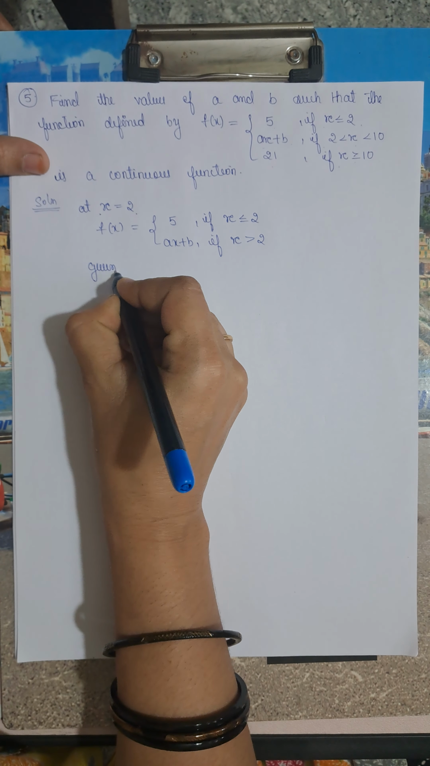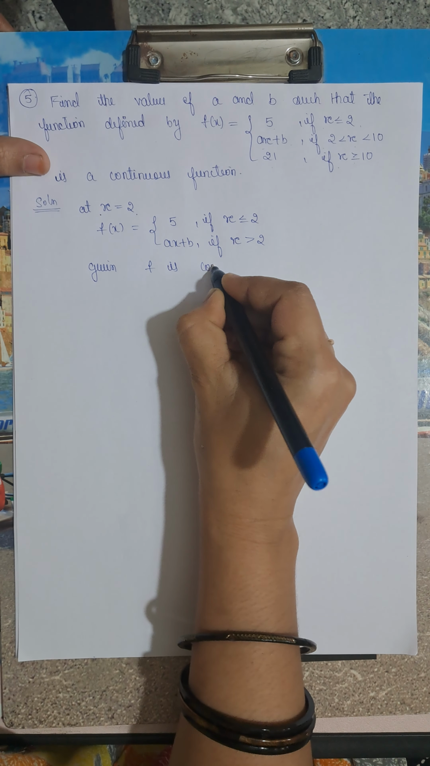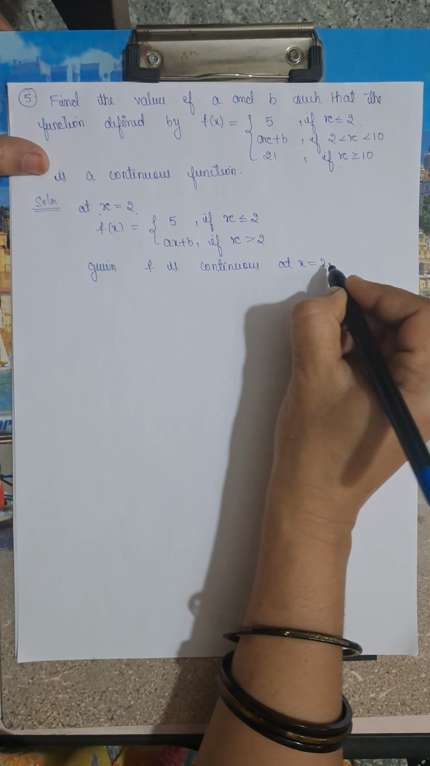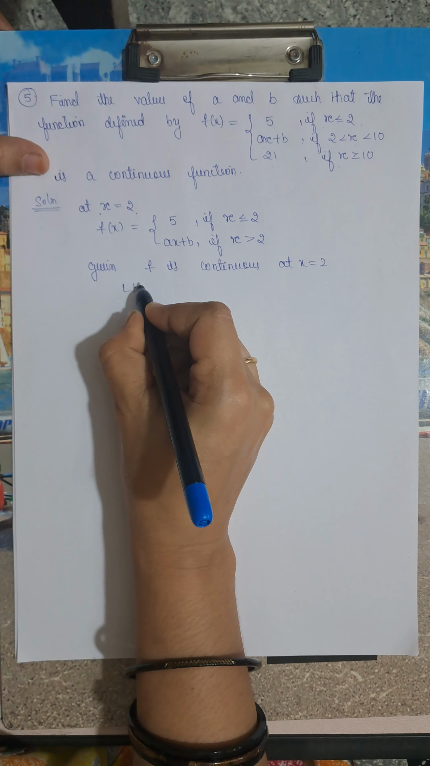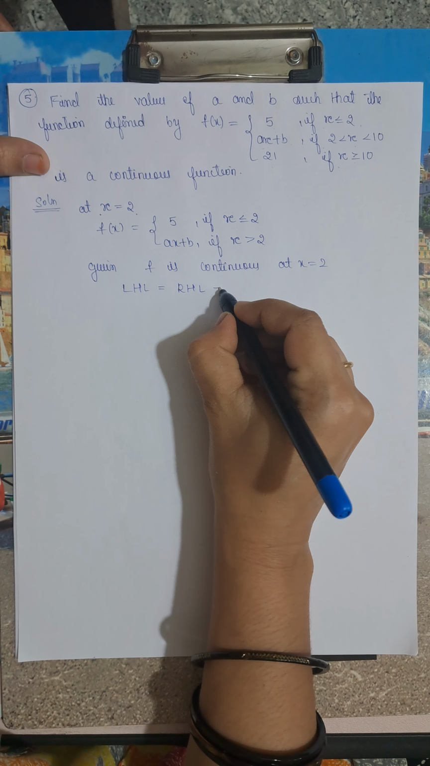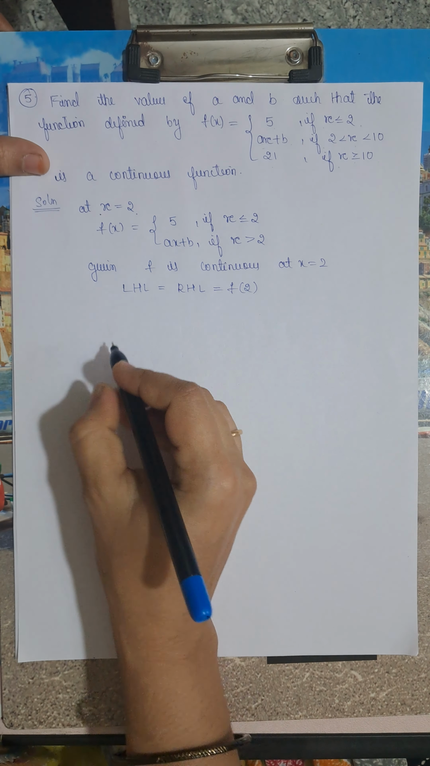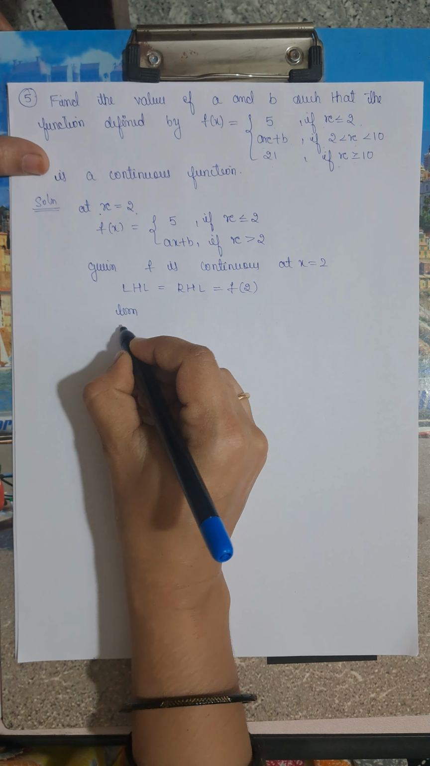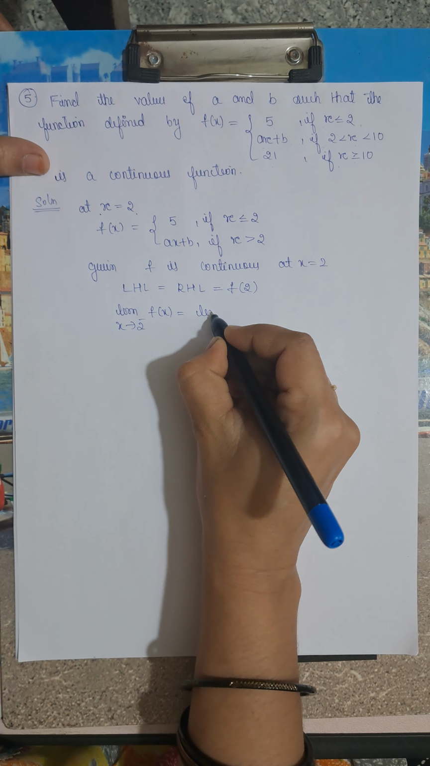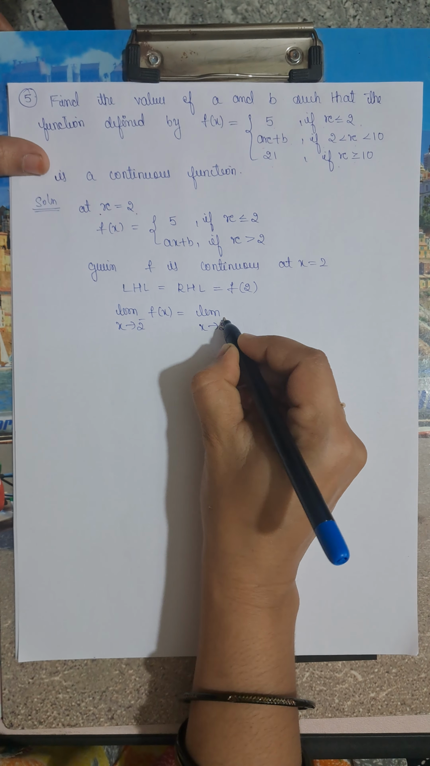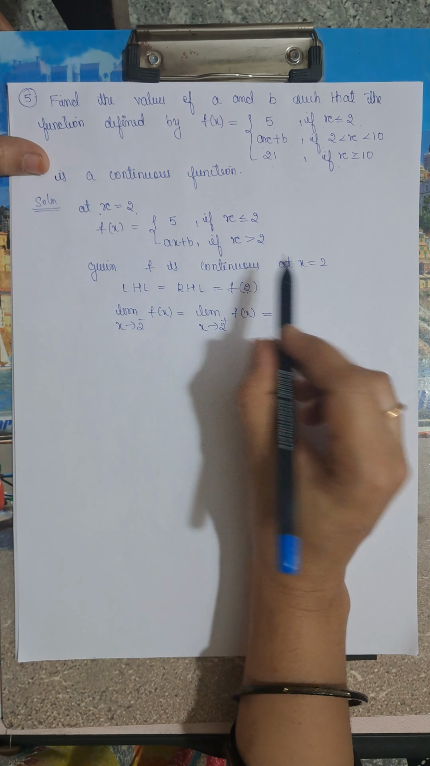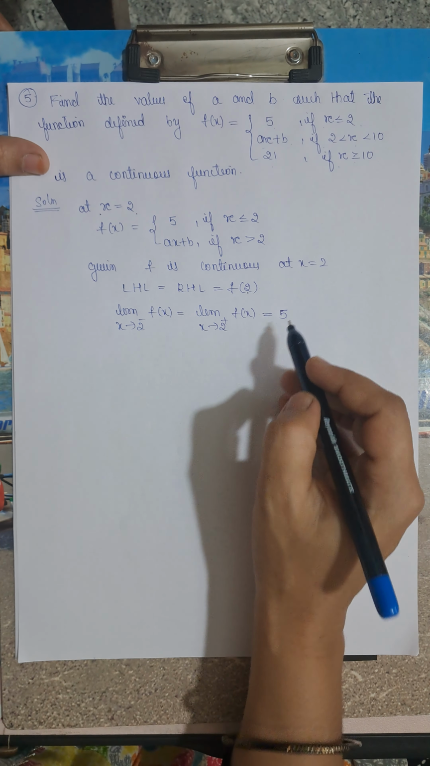So we'll write that given f is continuous at x equals 2. If it is continuous at x equals 2, then by the definition, left hand limit, that is LHL, is equal to RHL, which is equal to f of 2. So LHL is the limit as x tends to 2 minus of f of x, equal to the limit as x tends to 2 plus of f of x, equal to f of 2. At 2, what is the function? It is 5. So f of 2 is 5.